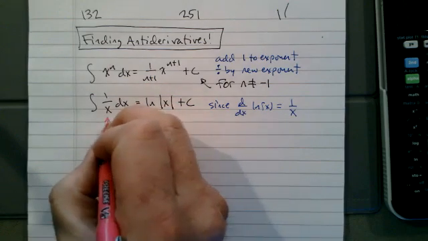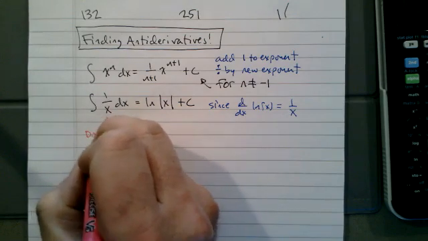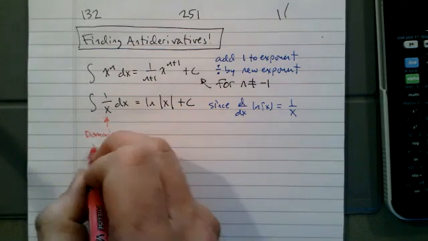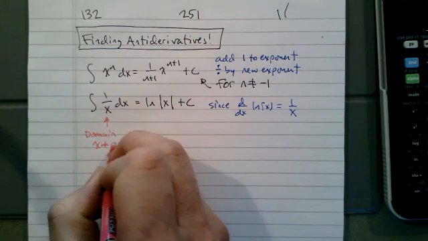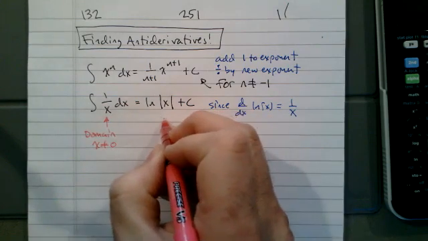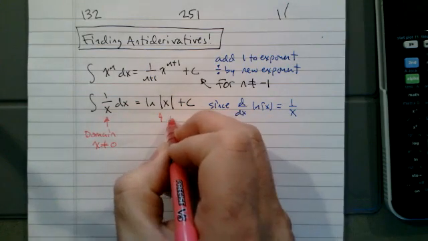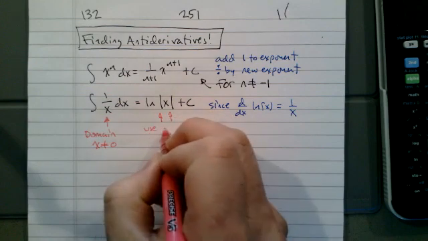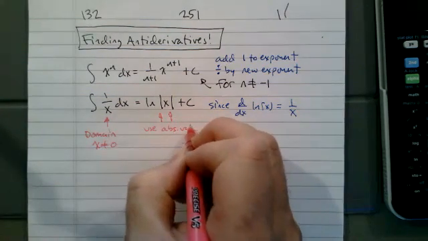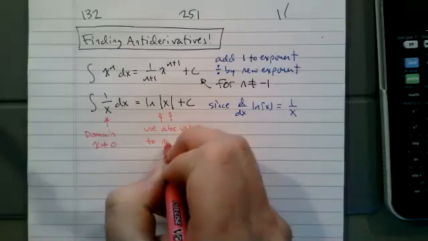So the domain here is that x is not equal to 0. And so the absolute values are there to match the domains.